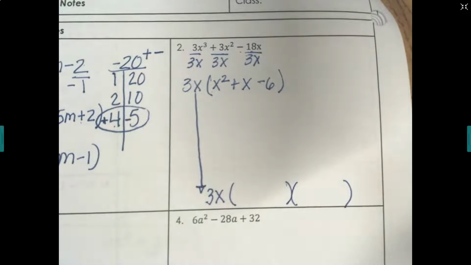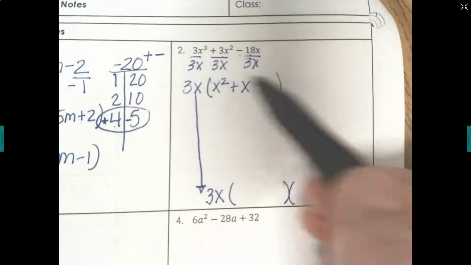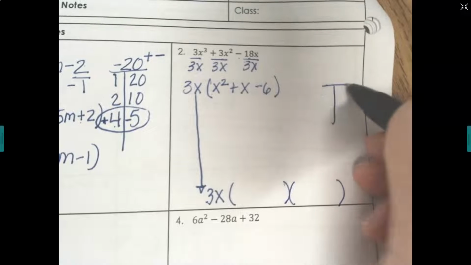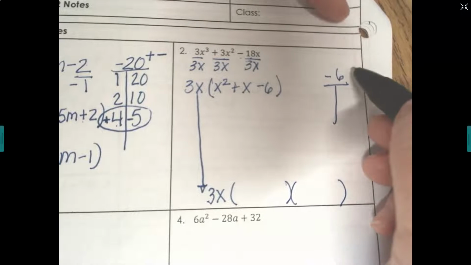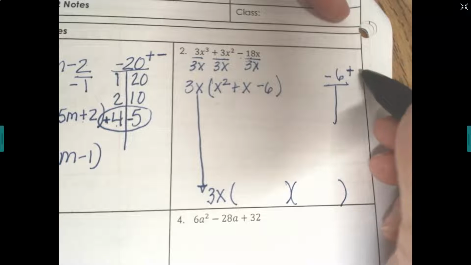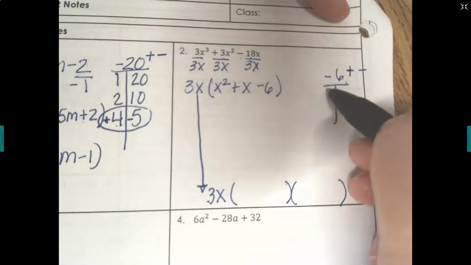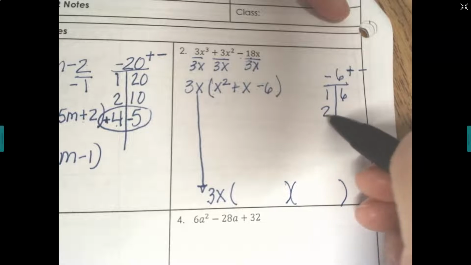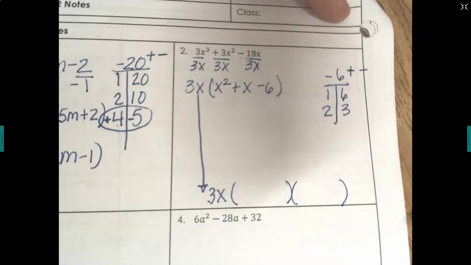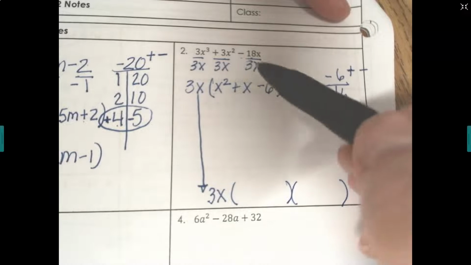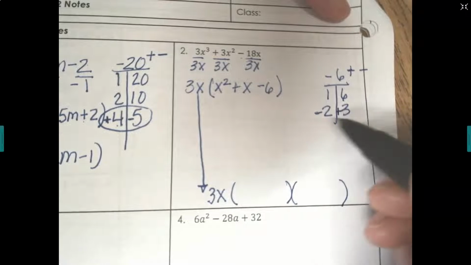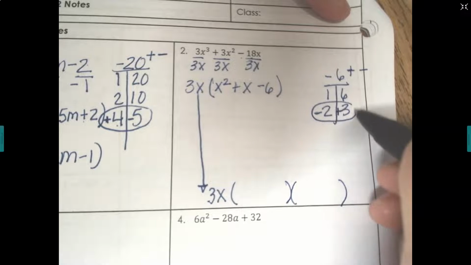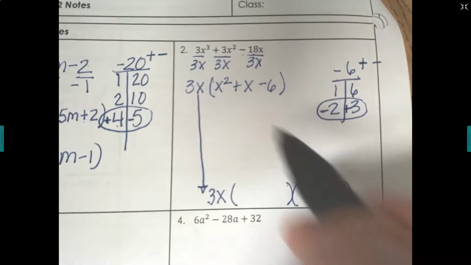Okay, so just like before, take a times c. So 1 times negative 6 gives us negative 6. Because it multiplied to a negative number, I know one factor is positive and one is negative. The only ways to get 6 are 1 times 6 or 2 times 3. And I need them to add to a positive 1. So if I have a positive 3 and a negative 2, that will add to positive 1. So that's my factor pair.